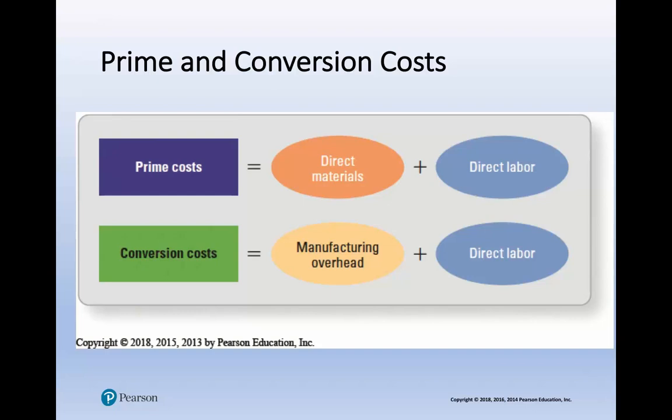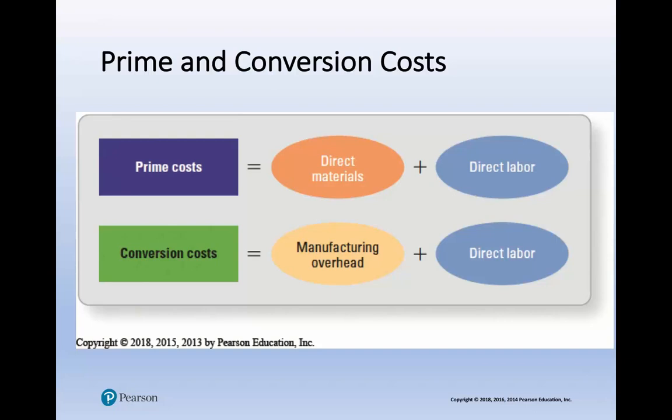And then our conversion cost is really the cost that we've incurred to change our raw materials to our finished goods. So that's by adding that manufacturing overhead and adding that labor to our raw materials. So those are two. Again, you want to just write down those definitions.